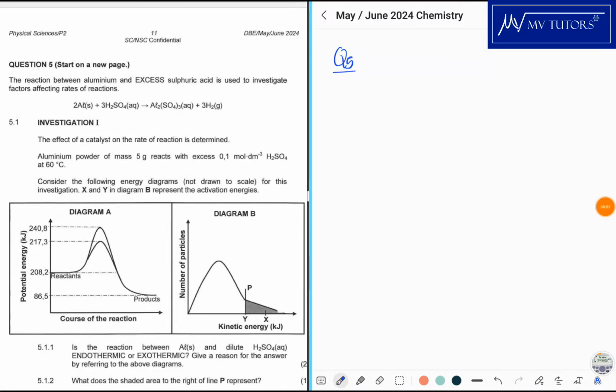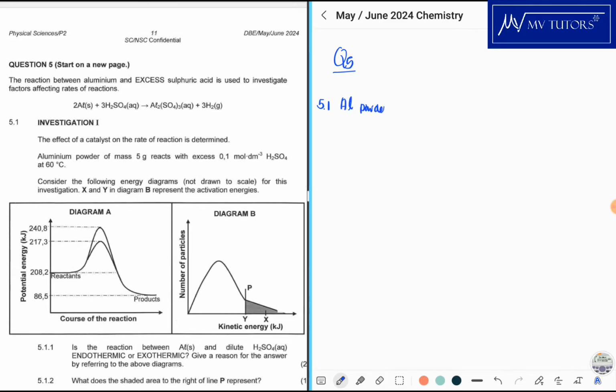Question 5. The reaction between aluminium and excess sulfuric acid is used to investigate factors affecting rates of reactions. Okay, so there we have the balanced formula. Now, investigation 1. So, the effect of a catalyst on the rate of reaction is determined. Let me just summarize what we have there. So, we have aluminium powder.